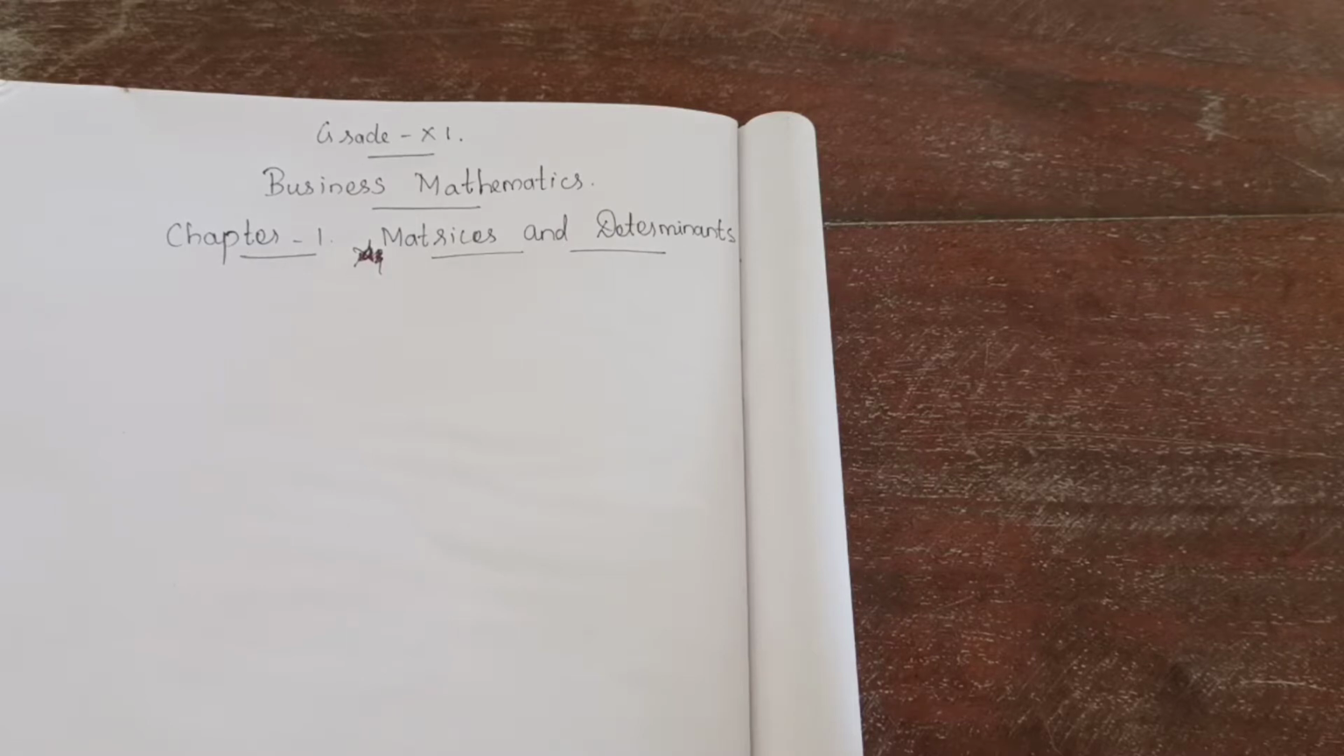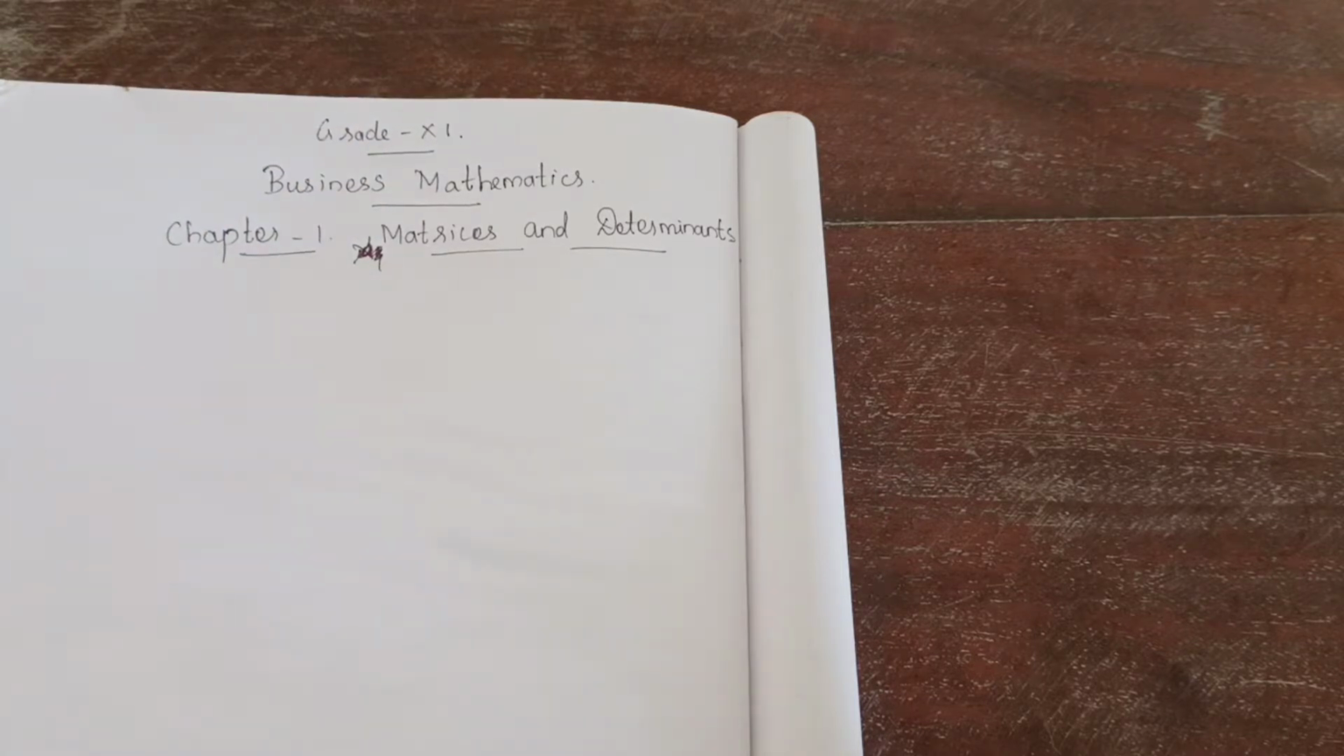Let's start chapter 1. Chapter name is matrices and determinants. This matrices is not new for you. In 10th grade you have learned one section fully about matrix. So how you will add the matrix, how you will multiply the matrix, how you will multiply by a scalar. Everything you have learned in the last year. So same thing we are going to recall now.